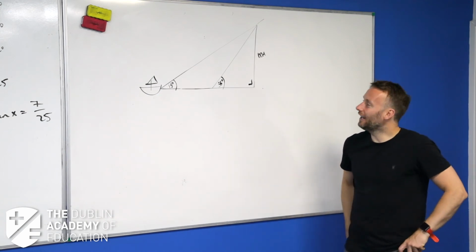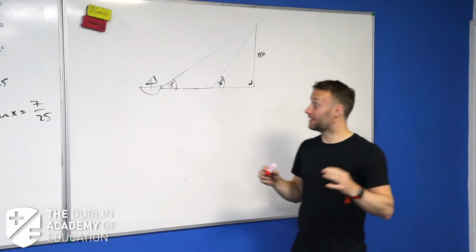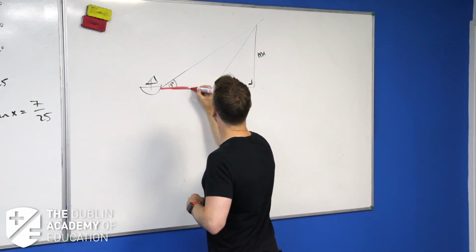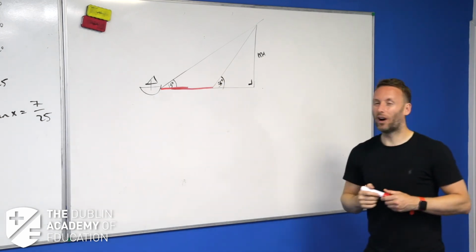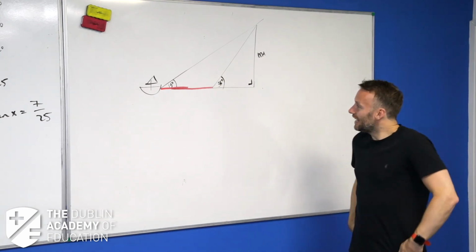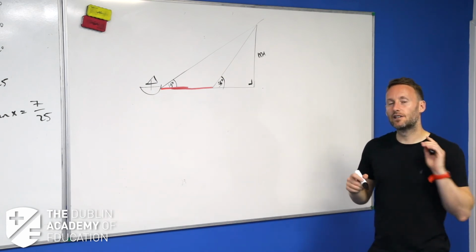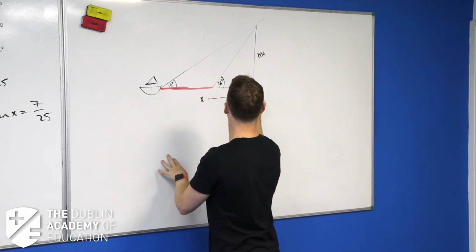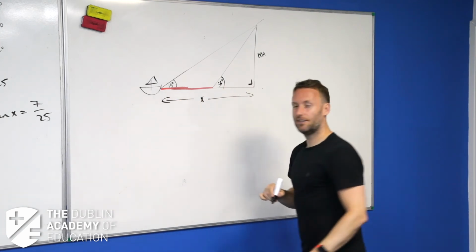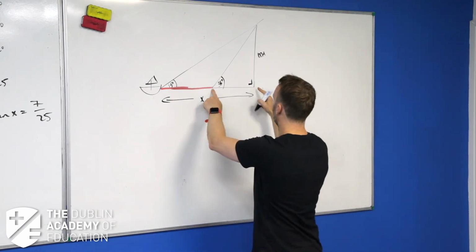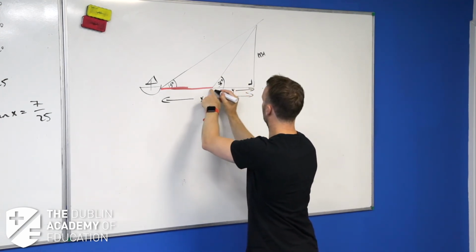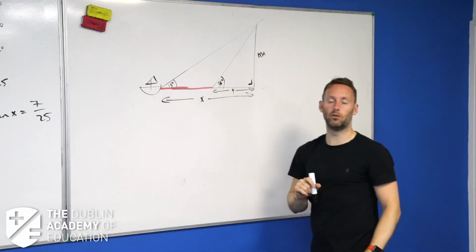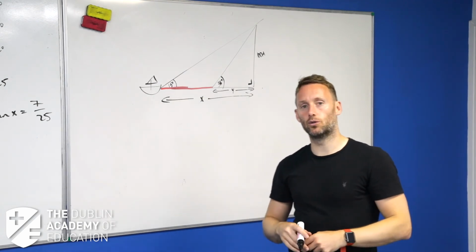Now what we're asked to find is how far the boat moved. In other words, we're asked to find this distance. What is the easiest way to find that distance? The easiest way is to find the distance that the boat is from the cliff on day 1 and call that x. Then find the distance that the boat is from the cliff on day 2 and call that y. If we subtract y from x, we get the distance that the boat moves. That's the approach that we're going to use.